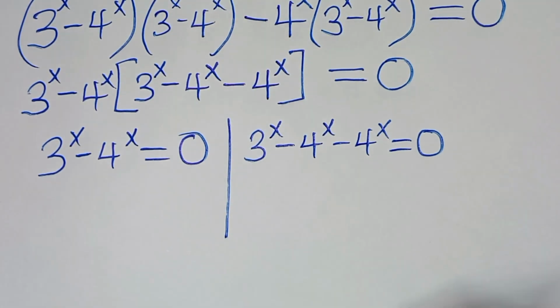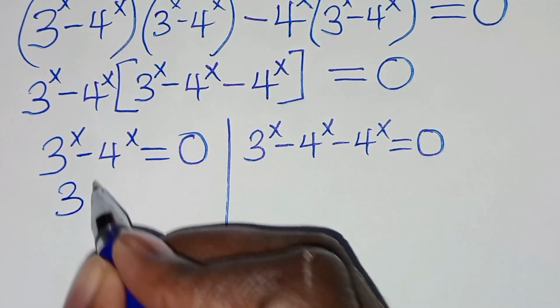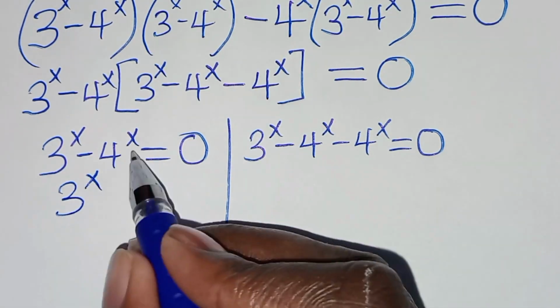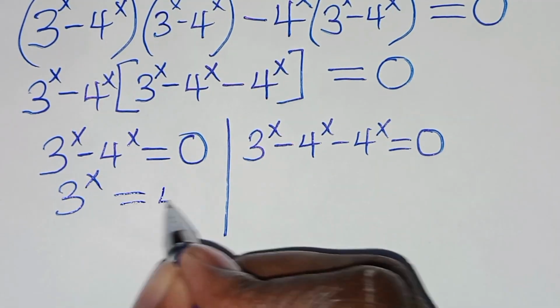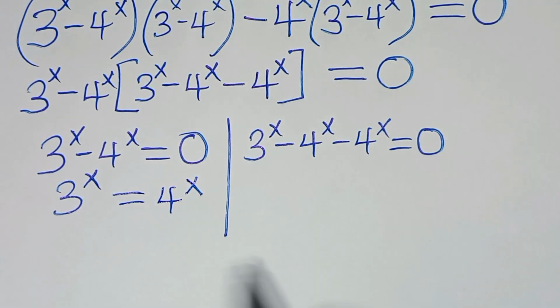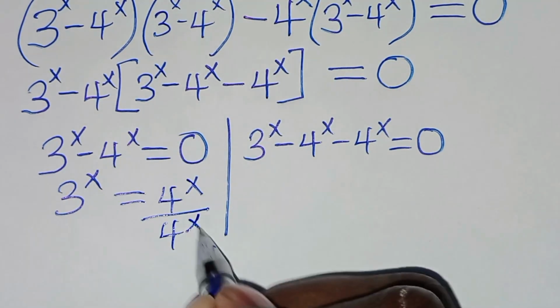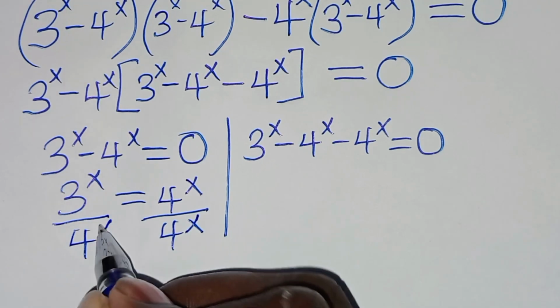Now, here we have 3 to power x. Let's take minus 4 to power x on the right hand side. So this is equal to 4 to power x. Let's divide both sides by 4 to power x.